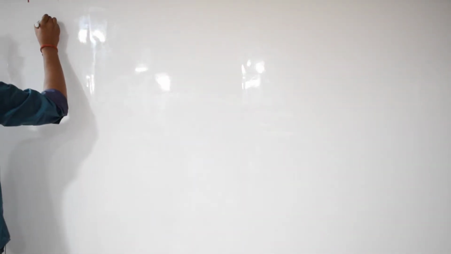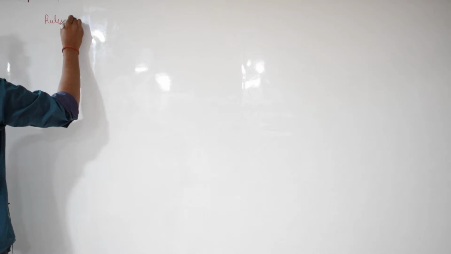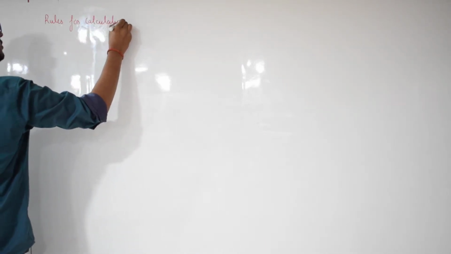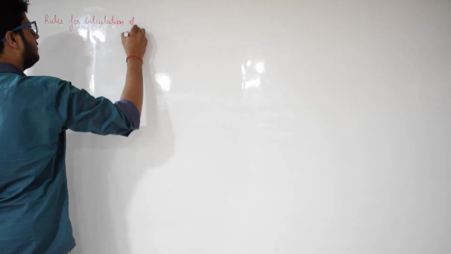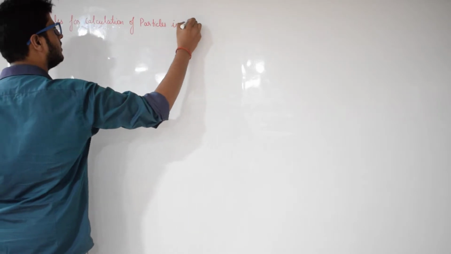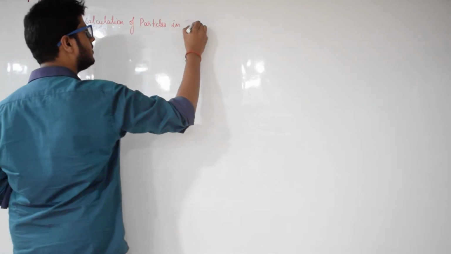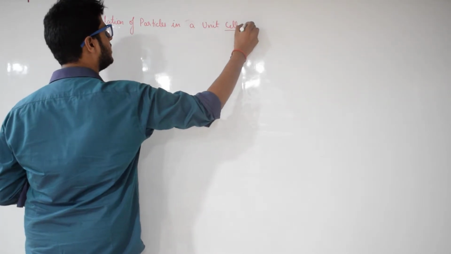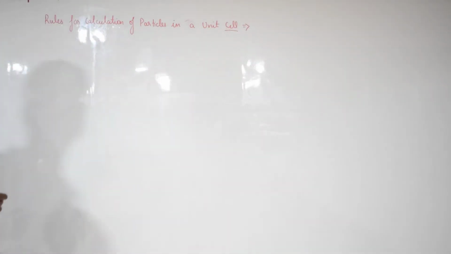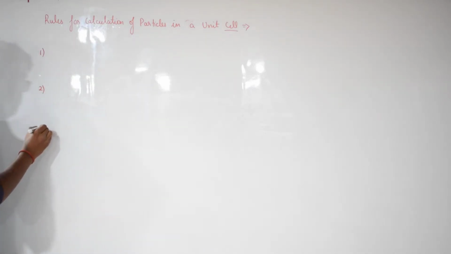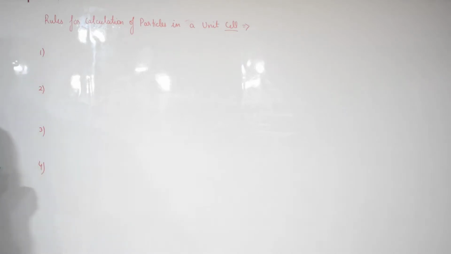So, next are the rules for calculation of particles in a unit cell. There are basically 4 rules for the calculation of particles.